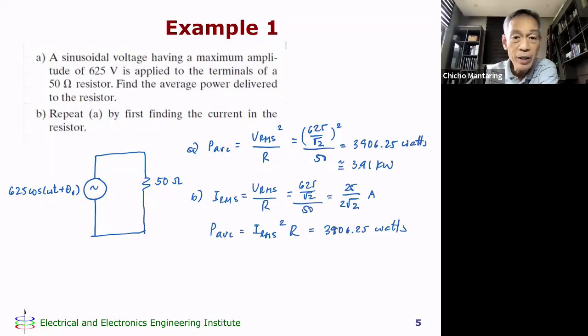Para hindi masyadong mahirap magsulat in subsequent examples, tatanggalin ko na yung subscript RMS, ano? Basta the understanding is if I don't put any subscript, then that's understood to be RMS value. Okay. So let's take another example.